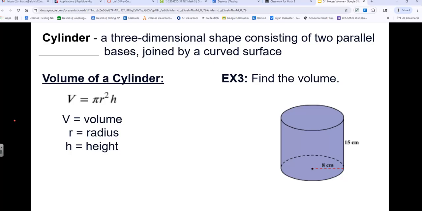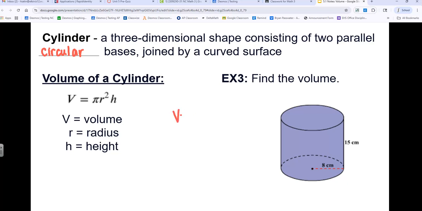A cylinder is really similar, even though it is not technically a prism, right? A cylinder is a three-dimensional shape consisting of 2 parallel circular bases joined by a curved surface. And we've got our volume formula here. We went ahead and added that to our note card so we don't have to put that in there. And we are supposed to find the volume of this.